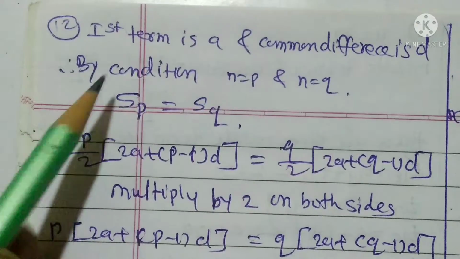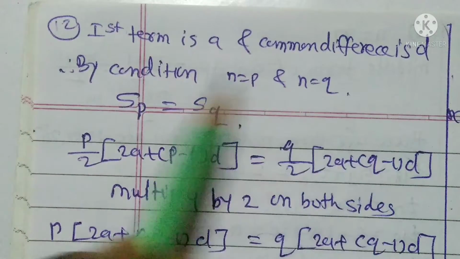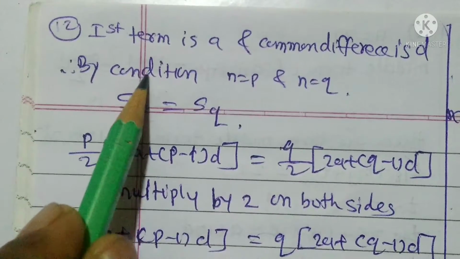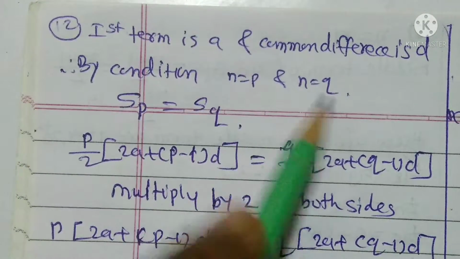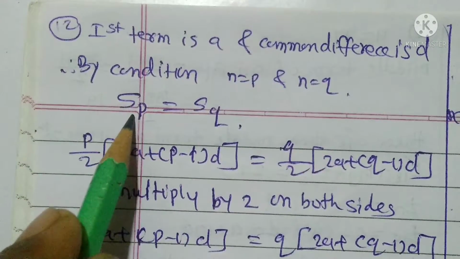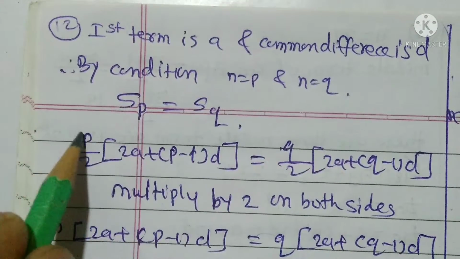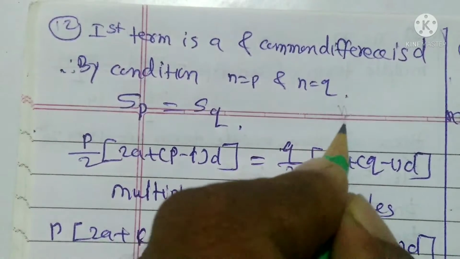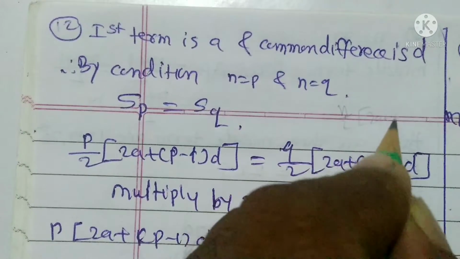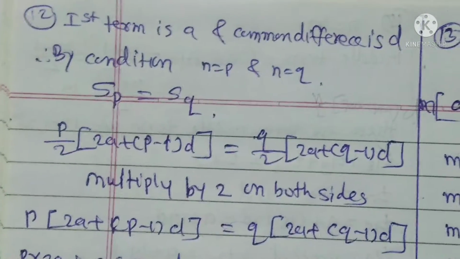Let the first term be a and the common difference d. By the condition, n equal to p and n equal to q, the sum of p terms is equal to the sum of q terms. So the formula is n by 2 times (2a plus (n minus 1) into d). This is the formula.